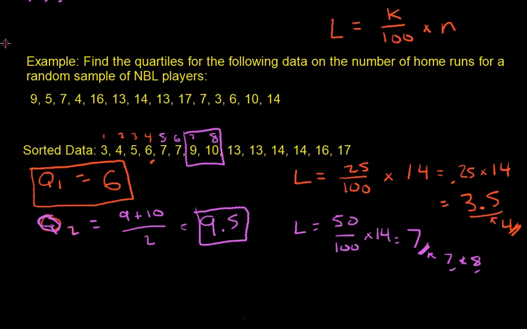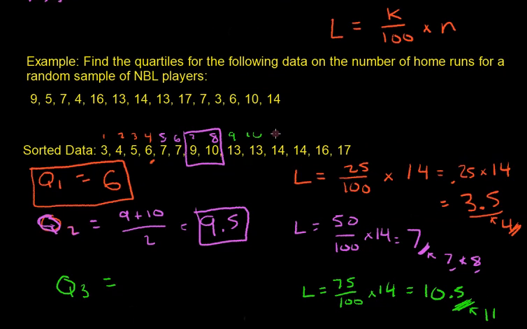Lastly, let's calculate the third quartile. Let's use this L equation one more time. Now it's 75 divided by 100 times 14. So that's 0.75 times 14, which comes out to 10.5. Since that's a decimal, you take it to the next whole number, 11. So there's 8, 9, 10, 11. The 11th ranked observation is 14. So the third quartile is 14.